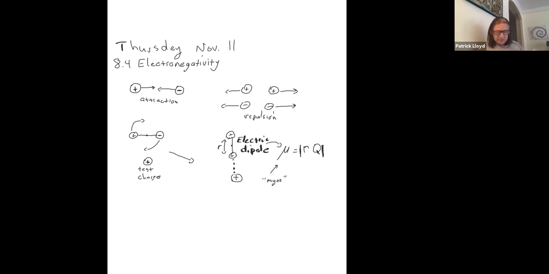But if you think about it, this is length. It's the distance between these two charges. So this is going to have the units of length, which is typically meters. That kind of makes sense, right?